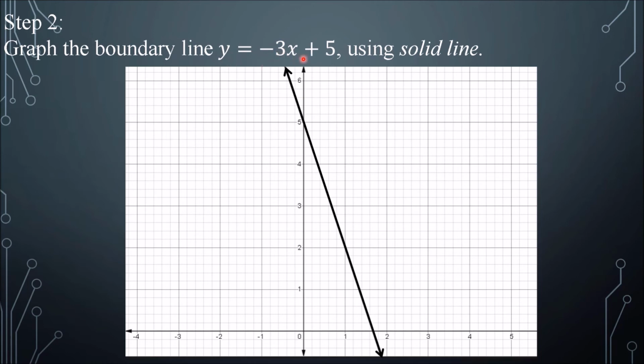y is equal to negative 3x plus 5, and then we use a solid line because of the equality sign in the original inequality. Now, we start with 5, and then the slope is negative 3, so you will be going up 3 times, 1, 2, 3, and then go to the left 1 time. That's it. So this will be the other point. Connecting that will be your line.